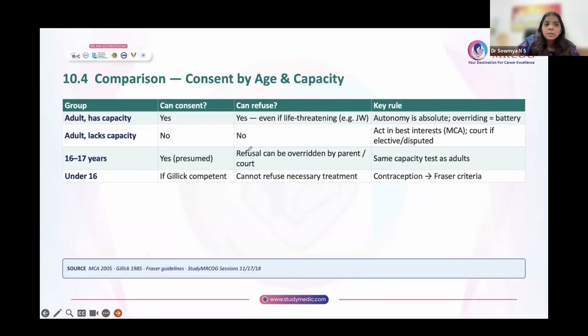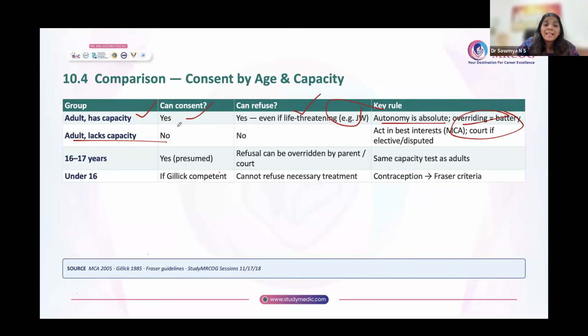So this I think I've already explained, I'll still tell you. An adult having capacity, that is 18 and more, can consent, yes. Can refuse, yes, even if life-threatening, for example, Jehovah's Witness. Autonomy: the patient can decide what she wants. Overriding autonomy is a battery. According to the GMC, it is a serious offense and your name could be erased as well.